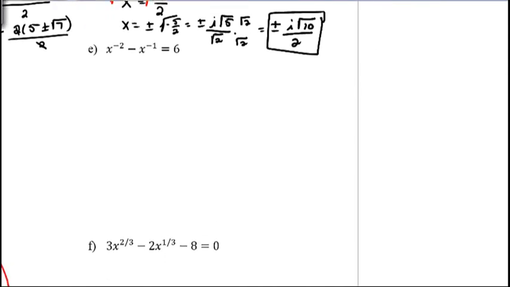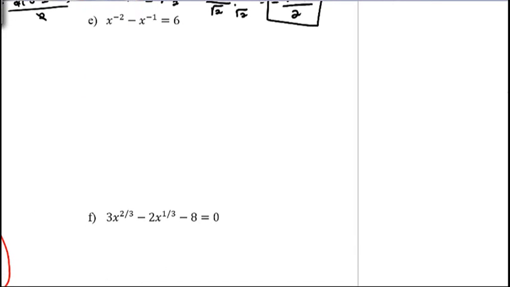In our next one, we have x to the negative second minus x to the negative first equals 6. Before you begin solving these, you want to make sure you have everything all on the same side of the equation. So we'll have x to the negative second minus x to the negative first minus 6 equals 0. And so we're going to do the same thing that we've done before. I'm going to let t be equal to, always pick this middle one, so that would be x to the negative first, and then t squared.